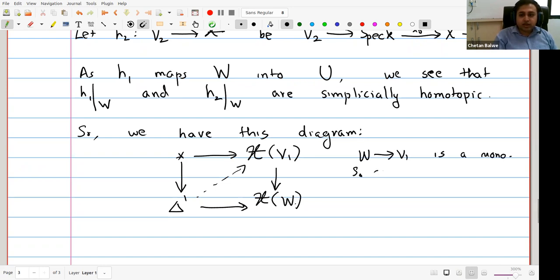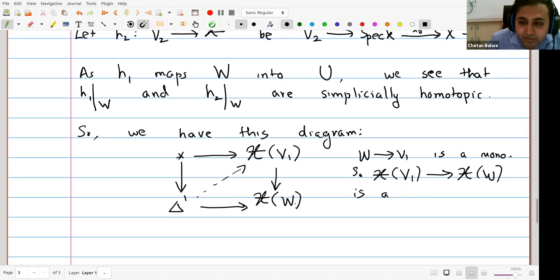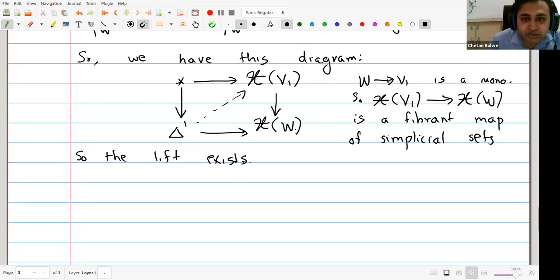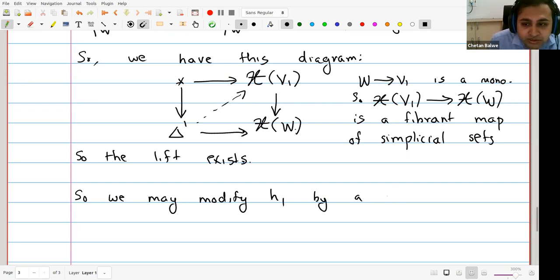Script X is a fibrant object, so it's a simplicially fibrant object as well. So script X of V1 to script X of W is a fibrant map of simplicial sets. So the lift exists. This is just our usual homotopy extension property of a cofibration. This is the cofibration to which I'm applying it. And we may modify H1 by simplicial homotopy.